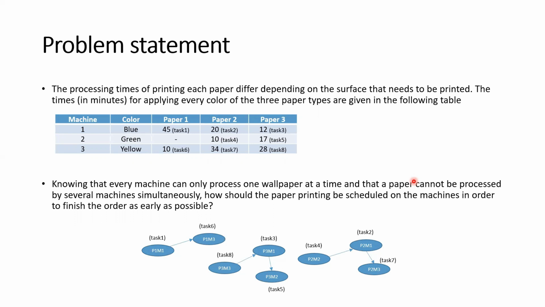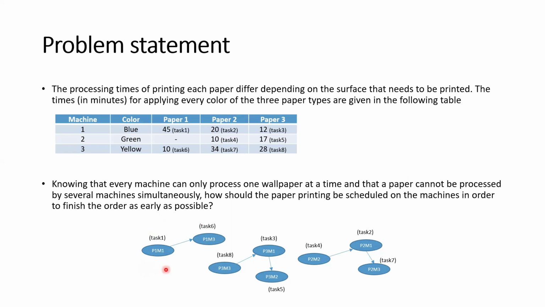Now the problem statement is that, knowing every machine can process one wallpaper at a time and the paper cannot be processed by several machines simultaneously, how should the paper printing be scheduled on the machines in order to finish the order as early as possible?